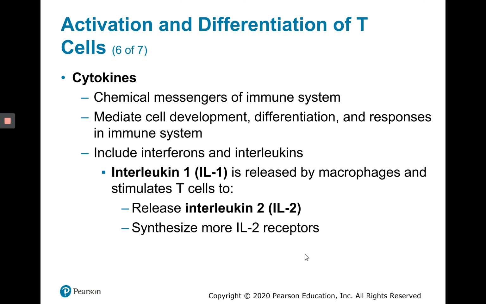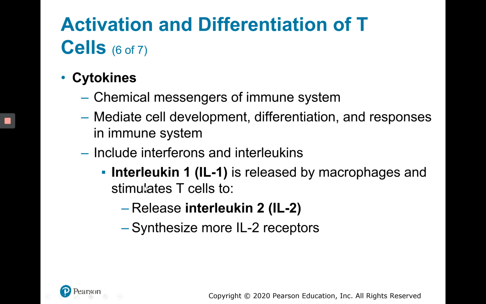We also want to mention, what are cytokines? We mentioned them briefly when we talked about the innate system and when we started getting into things like interferon and complement, but we've not gone into a lot of detail. Cytokines are chemical messengers of the immune system that mediate cell development, differentiation, and responses in the immune system. Basically, think of them as the adaptive defense chemicals. They do include interferons and interleukins. Interleukin 1 and interleukin 2 are common cytokines, and interleukin 1 is released by macrophages and stimulates T cells to release interleukin 2.